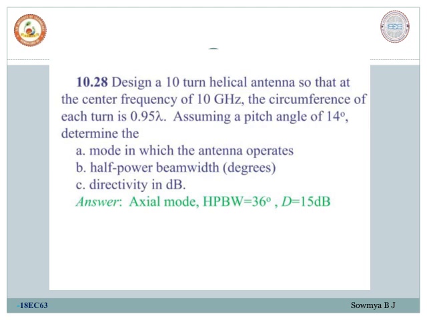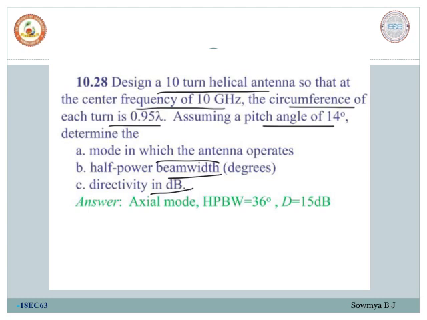Now, let us discuss one problem related to the helical antenna. Design a 10-turn helical antenna so that at the center frequency of 10 gigahertz, the circumference of each turn is 0.95 lambda, and if we assume a pitch angle of 14 degrees, we need to find out the mode in which the antenna operates, the half power beamwidth and directivity in decibels.